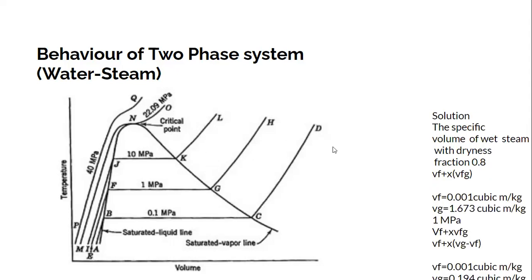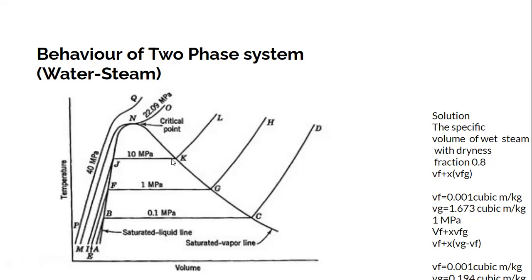Similarly, as I was discussing, the specific volume of the wet steam with dryness fraction of 0.8 can be found as vf plus x vfg. I have taken an example of 1 megapascal. You can convince yourselves by looking at the steam tables that at 1 megapascal, the vf value is 0.001 and the vg value is 1.673. The units are cubic meter per kg. Then in this expression, vf plus x into vfg, which is vg minus vf, put vg here, vf here, and x is the dryness fraction 0.8, and you get the specific volume of the wet steam at the pressure of 1 megapascal.